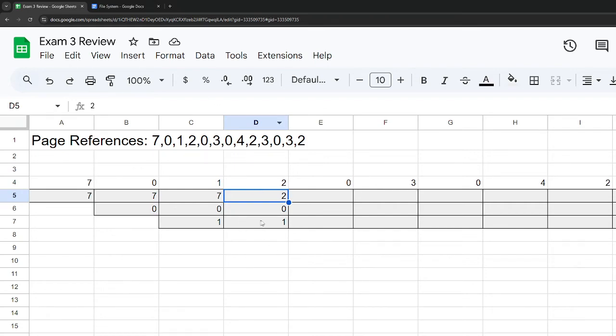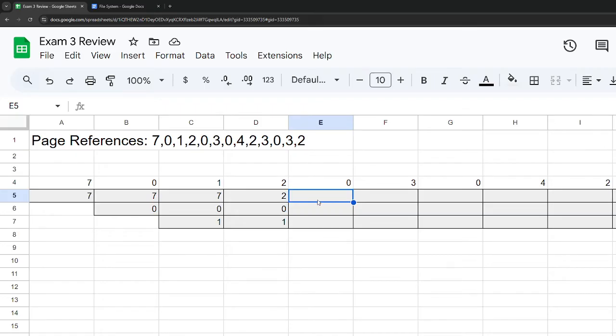So for least recently used, if we want to add 2 to our queue, we're going to look to the left, into the past, and see which page was used the least. If we look, we see that 7 is the farthest from 2, so we're going to update it. That's why we get 2, 0, 1.